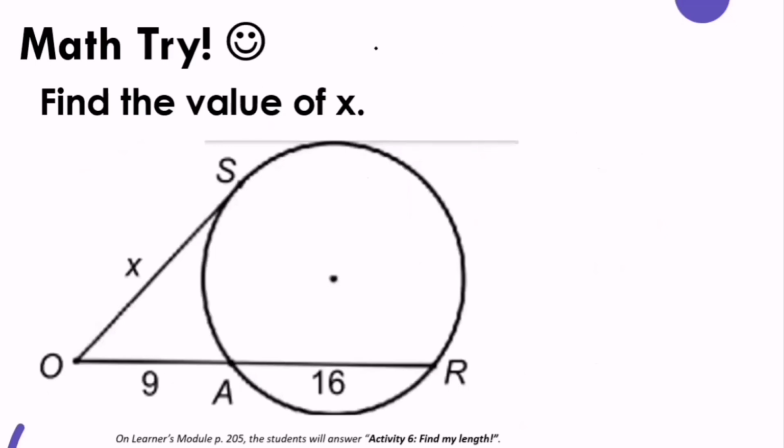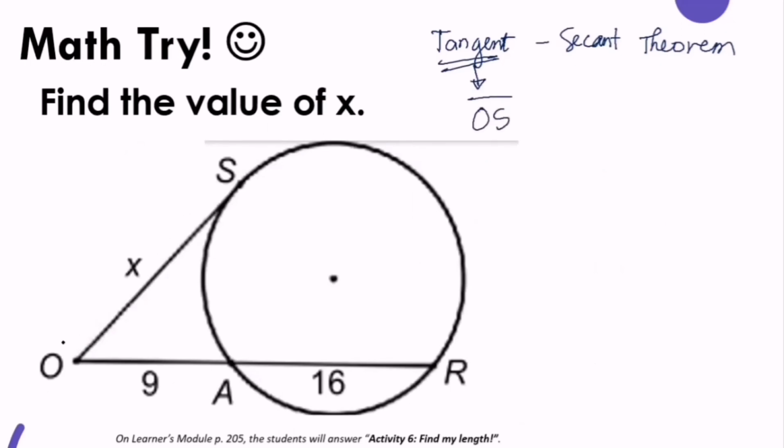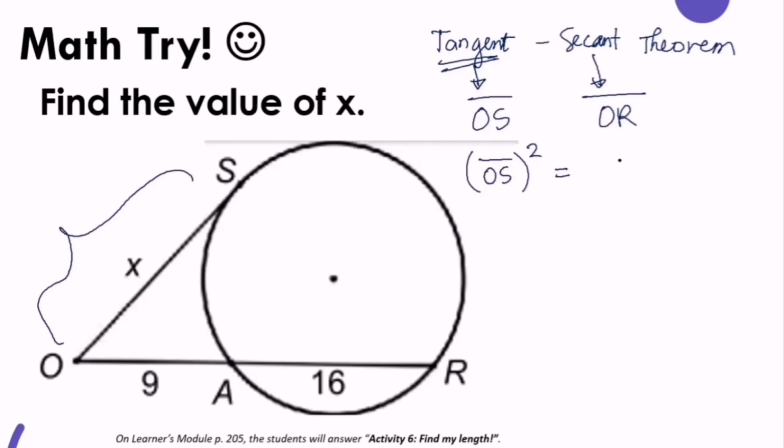Anong meron dyan? Anong klaseng segment? So, that is tangent-secant theorem. Ano ang tangent? So, ang tangent dyan ay si segment OS. Ito po yun. Okay? And then, ang secant natin ay si segment OR. Okay? And then, pagka tangent, ano ulit ang gagawin? We're going to square. And then, kapag ka secant, isang buo po ulit times nung nasa labas. Okay, so that is OA.